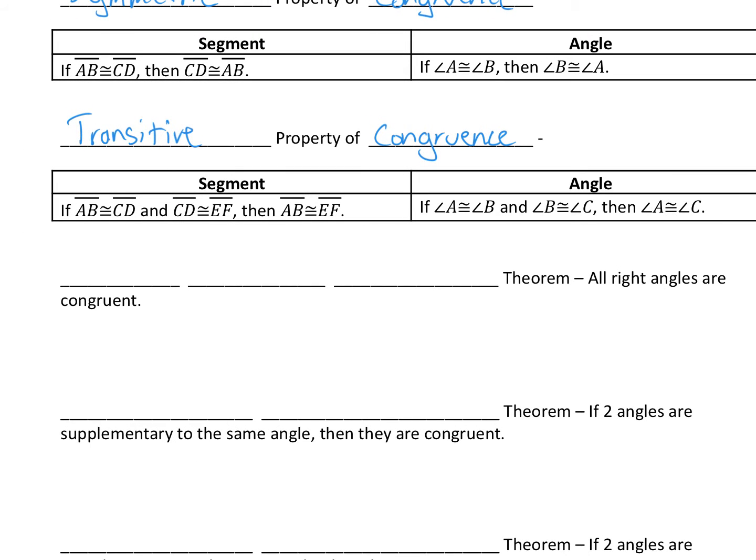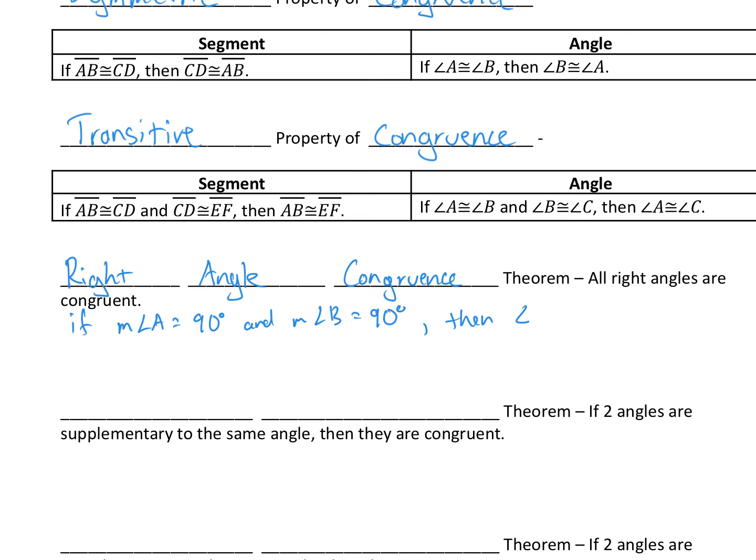Going down, our right angle congruence theorem basically says all right angles are congruent. So if the measure of angle A is 90 degrees, and the measure of angle B is also 90 degrees, meaning they're both right angles, then angle A has to be congruent with angle B.